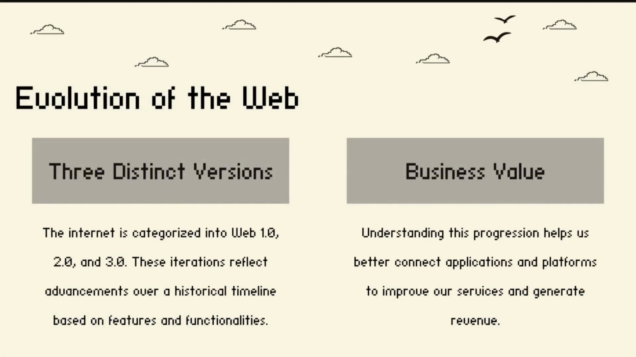Today, I want to share my learning reflections on modern front-end engineering and web architecture. The Internet evolved through Web 1.0, 2.0, and 3.0, defined by their changing features over time. Understanding these progressions helps us better connect platforms and improve our business services. Tracking these functional shifts allows us to align technical trends directly with outward-facing business goals.